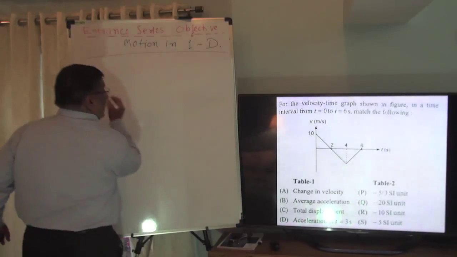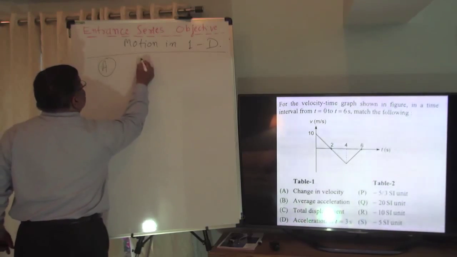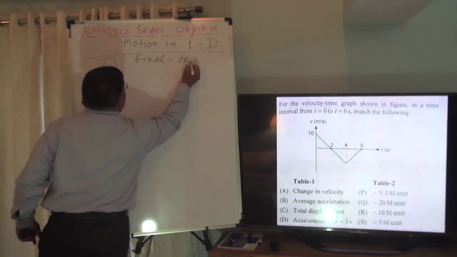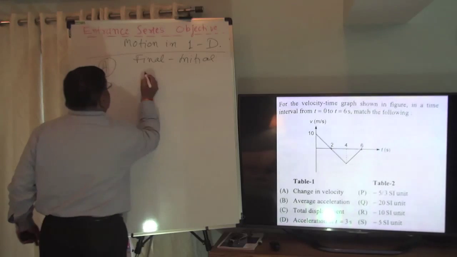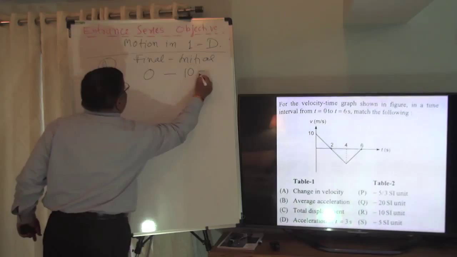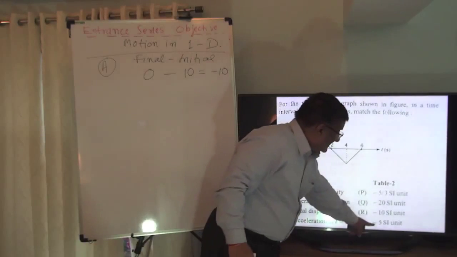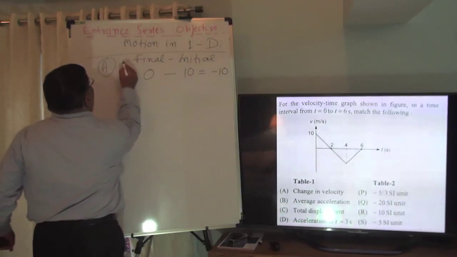Change we will calculate for question number A. Final velocity minus initial velocity. Final velocity is 0. Initial velocity is 10. The answer is minus 10, and here we get minus 10. That is R. So A will match with R.